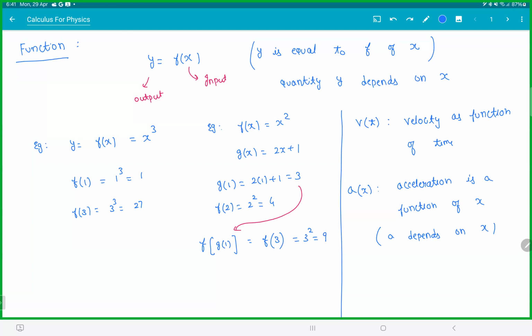Clear? You don't need to write the notes. I'll send you the PDF. So just focus on listening and understanding. All clear with the function part? So whenever you see these kinds of terms next, don't get scared. v of t simply means velocity is depending on time. Any doubts on this page or this page, please ask me. Clear?